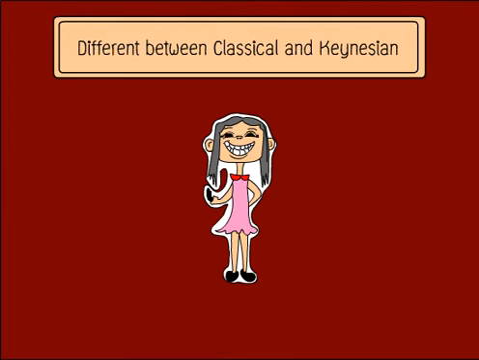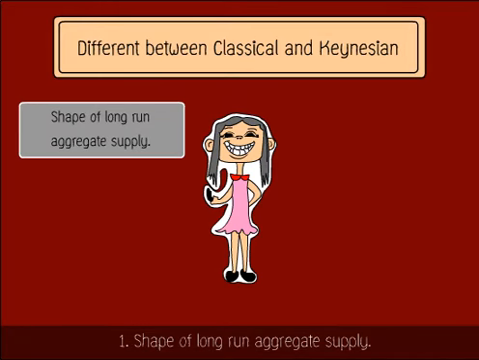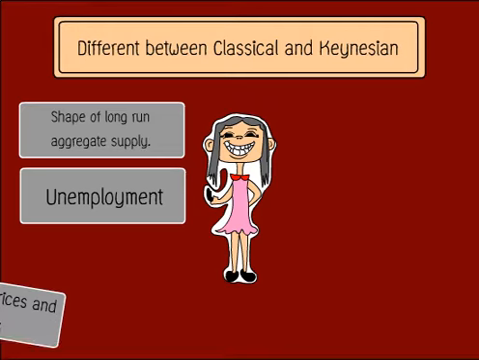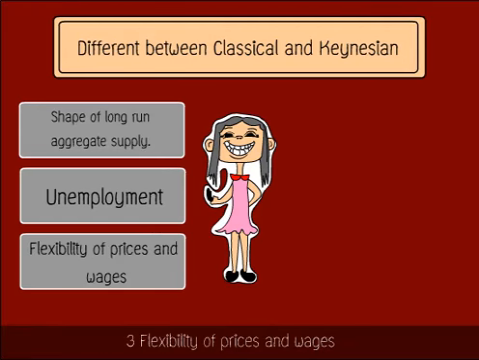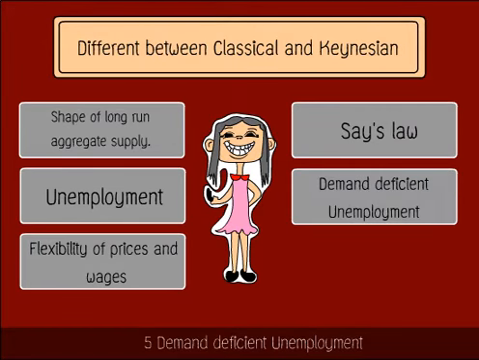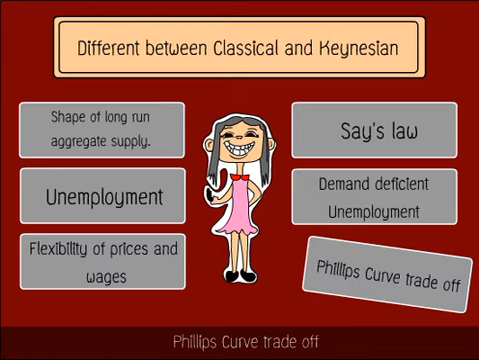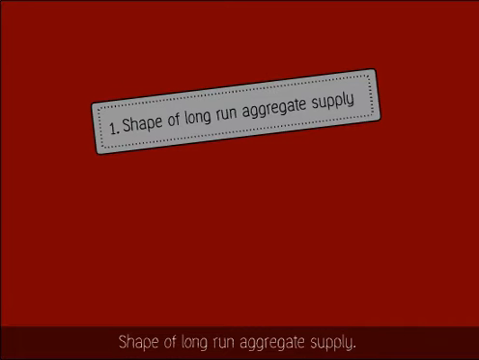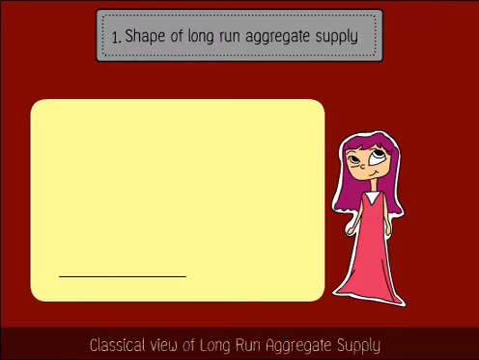Difference between Classical and Keynesian. 1. Shape of long-run aggregate supply. 2. Unemployment. 3. Flexibility of price and rate. 4. Say's law. 5. Demand-deficient unemployment. 6. Phillips curve trade-off. Shape of long-run aggregate supply. Classical view of long-run aggregate supply.